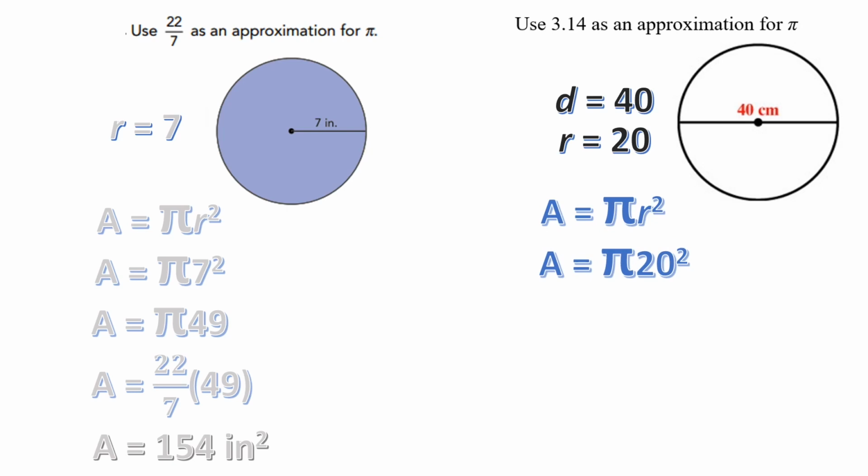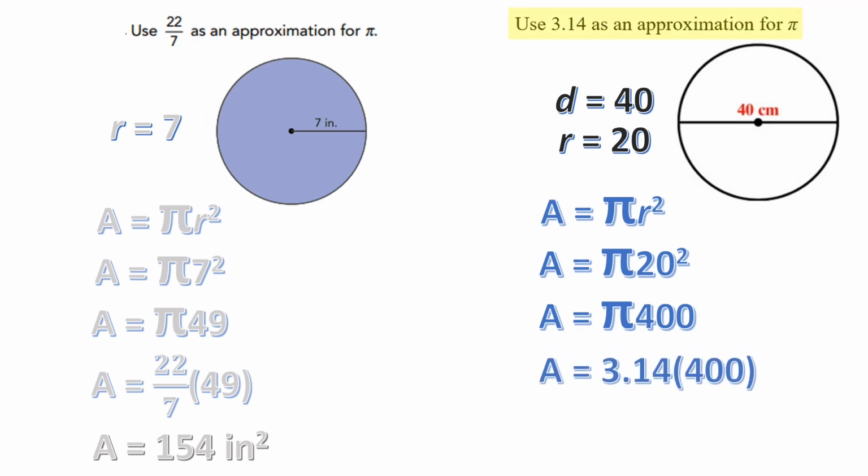Again, I got to do 20 squared first. 20 times 20 is 400. And then I can just do 400 times my pi approximation. Here they told me to use 3.14, so I'm just going to plug that in, and then I'll do 3.14 times 400 to get 1,256 square centimeters. So those are just basic area of a circle.